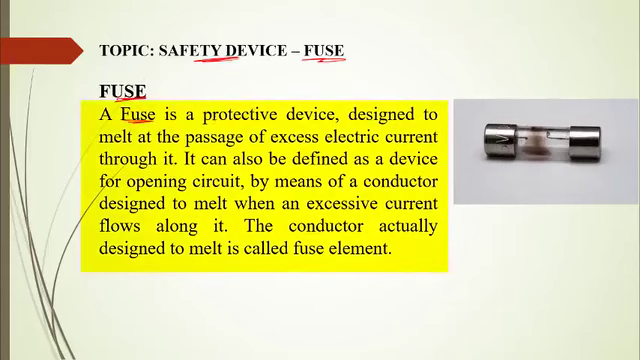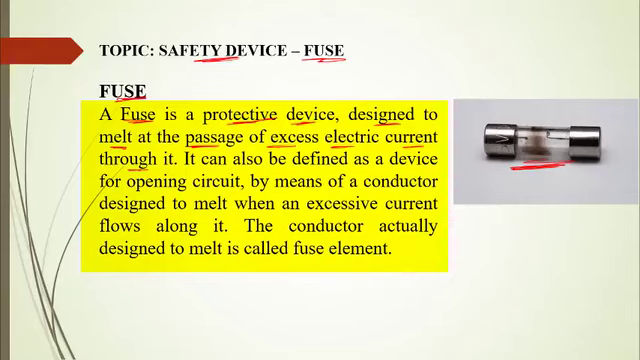Well, a fuse is a protective device that has been designed to melt at the passage of excess electric current through it. You can see the diagram here, what it looks like, and this fuse can be found in so many electrical appliances today. We can find it in the socket head of our televisions, laptops, pressing irons, DVDs, and so many other appliances that we use in our houses.